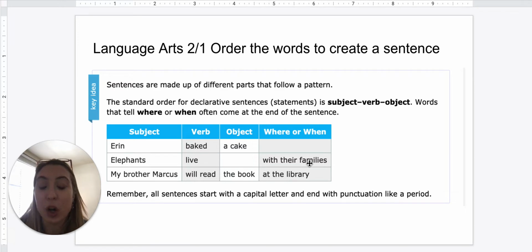So remember, all sentences start with a capital letter and end with a punctuation like a period. Could be a question mark or exclamation point. So our first word always is capitalized. So Aaron, subject, baked a cake. Elephants, subject, live, when or where, with their families. And my brother Marcus will read the book at the library. So remember, subject, verb, object, where or when.